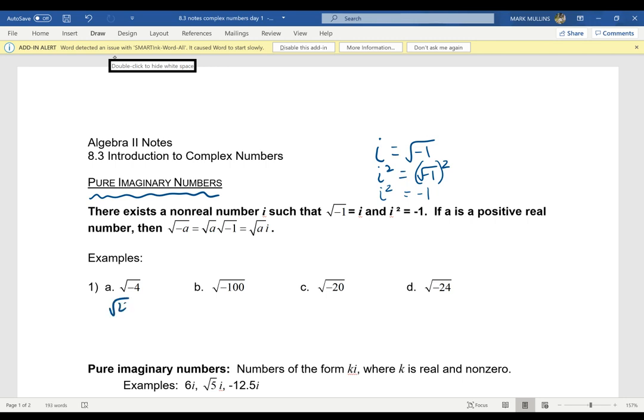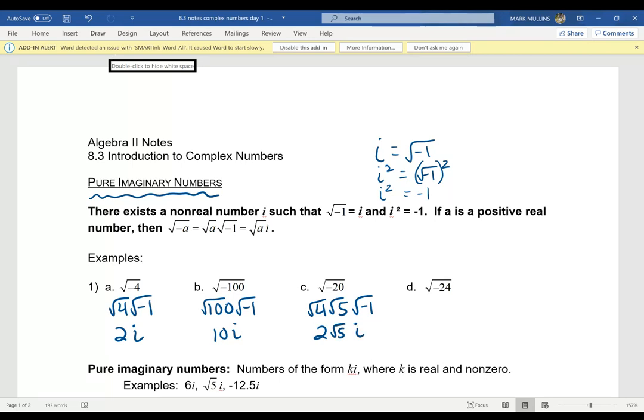So for a, it's the square root of -4. I'm going to write that as the square root of 4 times the square root of -1. And then the square root of 4 is 2, the square root of -1 is i. So we have 2i. We'll do the same thing on the next one, and you probably could just write down the answer right away. Square root of 100 times square root of -1, so that'll be 10i. There's no even root of 20, but I could make it square root of 4, square root of 5, square root of -1. So that will be 2 square roots of 5 times i.